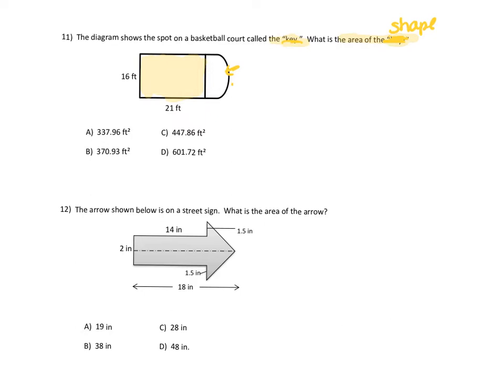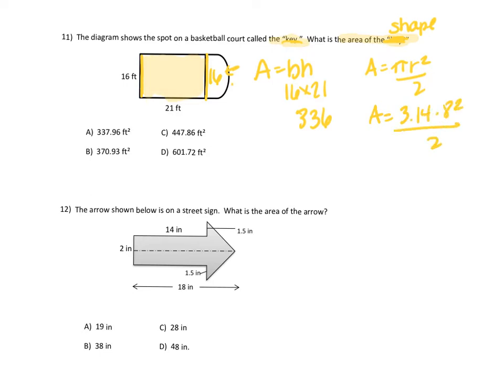Okay, so we're gonna say the first is a rectangle, which is base times height, 16 times 21. So if you do your math, 16 times 21 is 336. Okay, and then we have our half circle, which would be pi r squared divided by 2. We get our radius from this side. Remember, rectangle means if this side's 16, then this side is 16. So our radius would be 8. So you have 8 squared divided by 2. 8 squared is 64 divided by 2, and then 64 divided by 2 is 32.